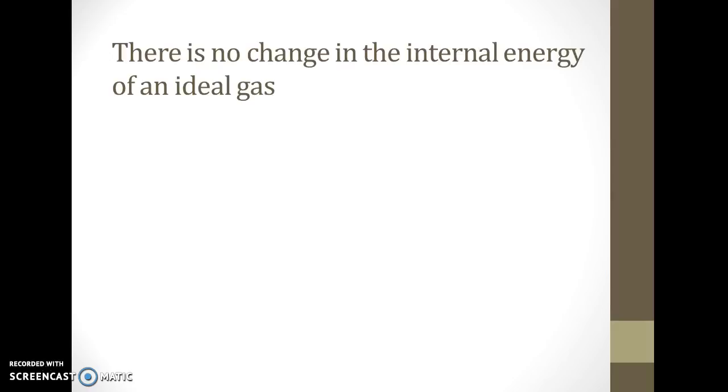So by this there is no change in the internal energy of an ideal gas, because here T is constant. T is constant means what? The change in temperature is 0. So change in temperature is 0 means what? The change in internal energy will be 0. So when the temperature is constant and the gas expands, there will not be any change in internal energy.